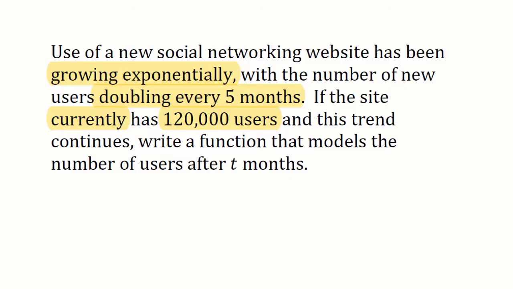Okay, so now back on the wording description. So if the site currently has 120,000 users, and this trend continues, we want to write a function that models the number of users after t months. So after t months from this current point, you've got to understand that after t months, it means from this current point.